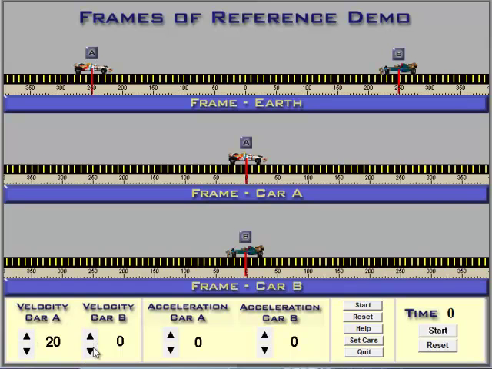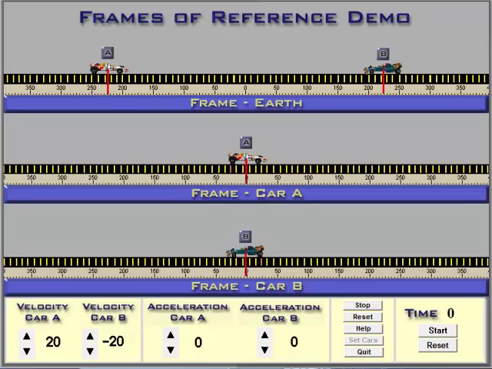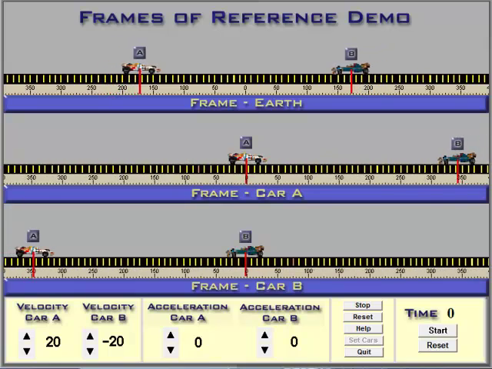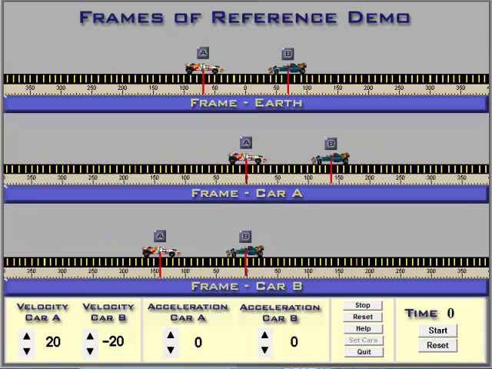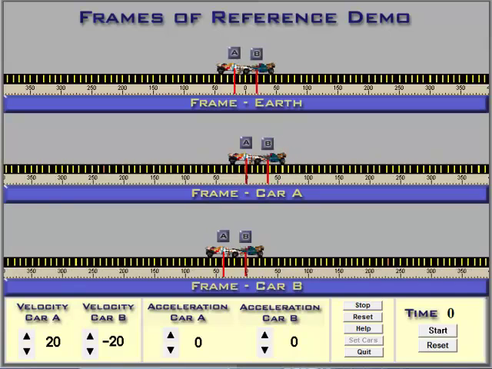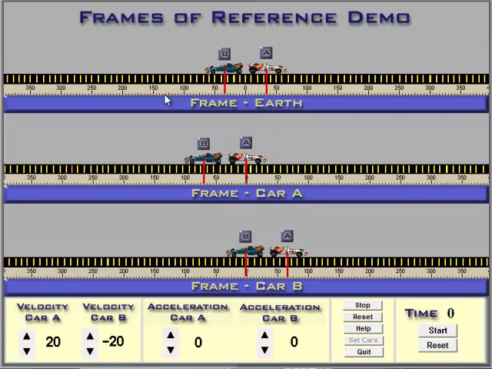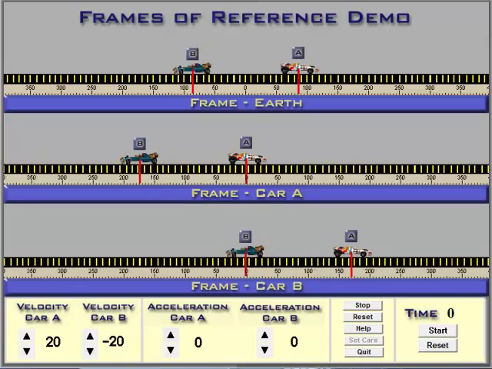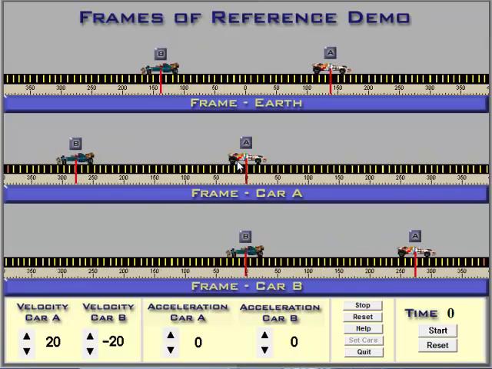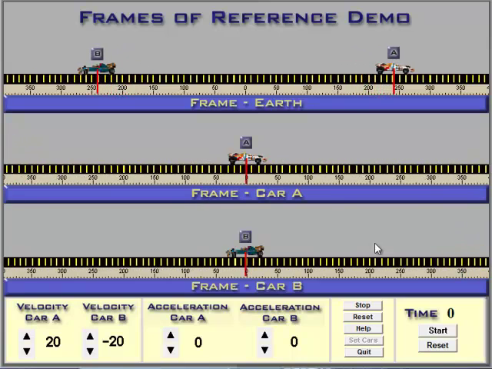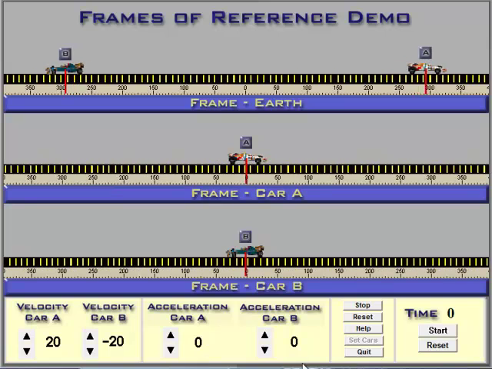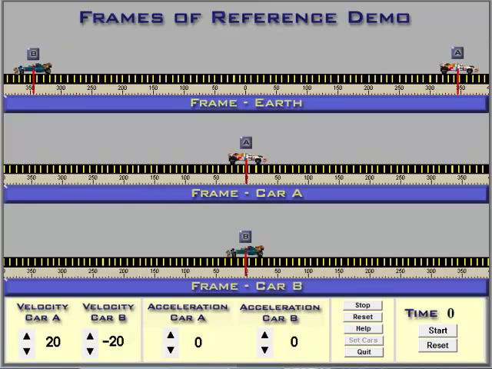Let's just set car A at minus 20. So you can choose a lot of different velocities, and now you can see exactly what each of the cars' motions are going to look like depending on the frame of reference. Now, of course, in the frame of reference of the Earth, you can see that they're both going in opposite directions. This car sees B going to the left, and B sees car A going to the right. So they get a very different take.